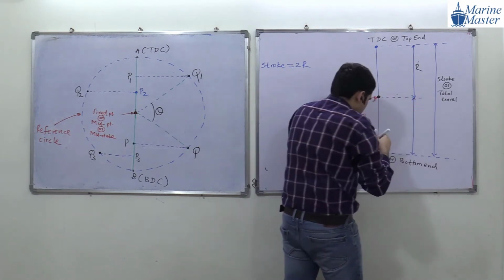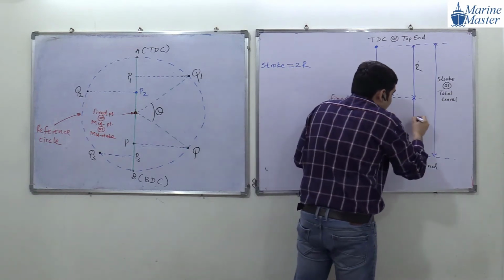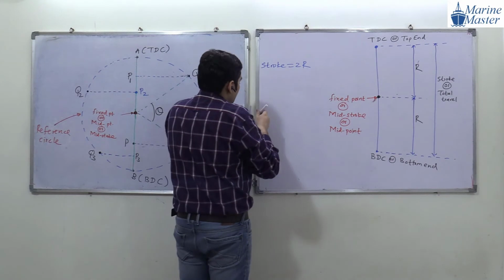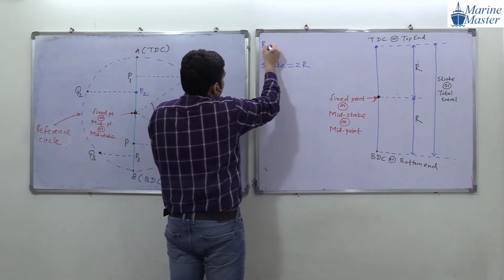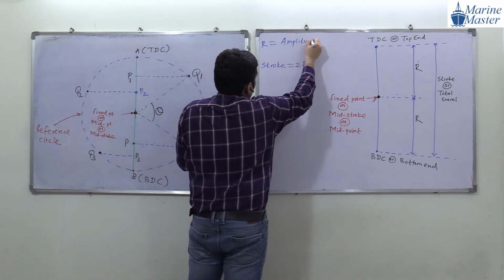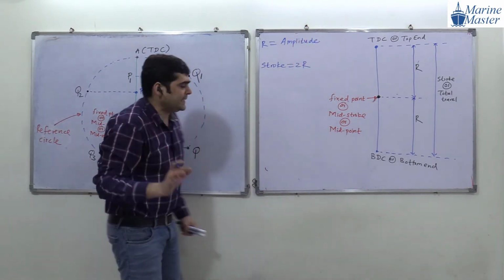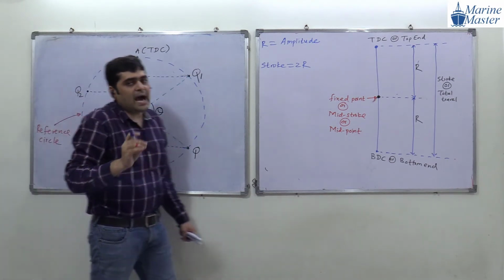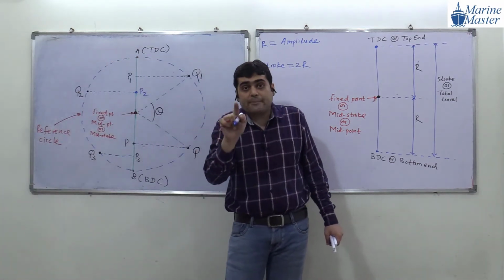This distance also becomes R. And R has a name, guys. What is the meaning of R? Basically, R is the radius of this reference circle. R means the radius of the reference circle.